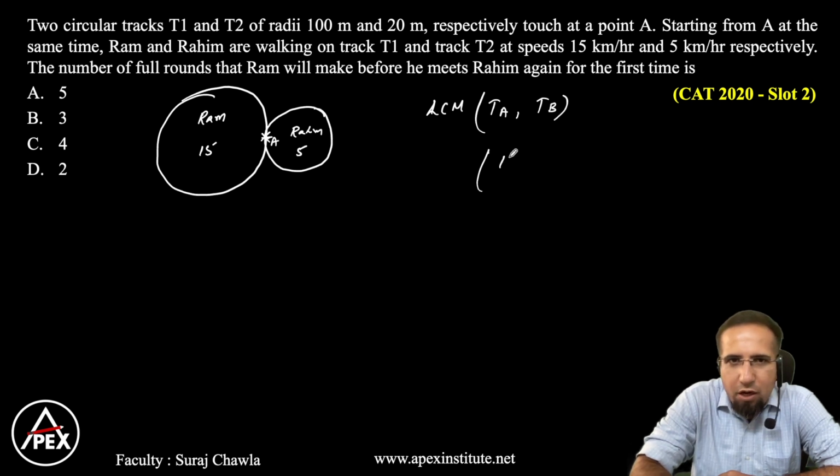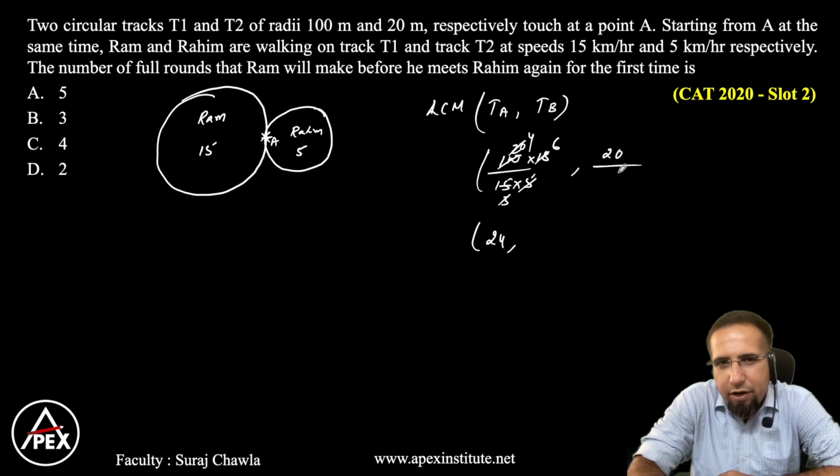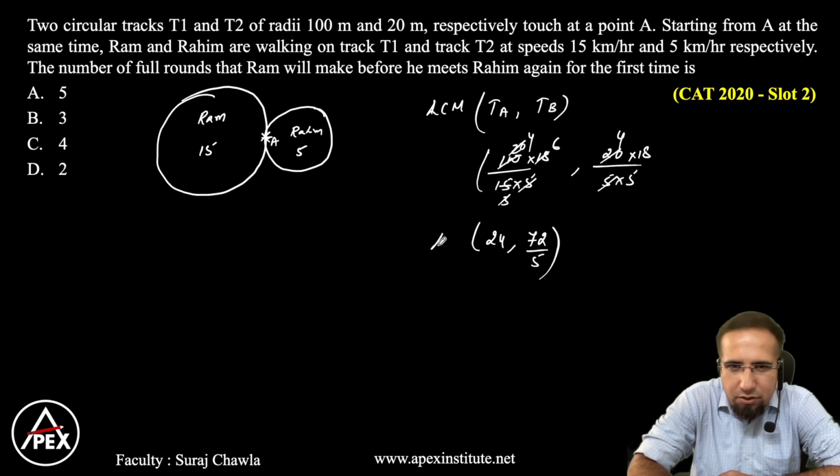So this becomes 100 divided by 15 into 5 by 18. This is 5 1s are, 5 20s are, 5 4s are, 5 3s are, 3 1s are, 3 6s are. That is 24. And this is 20 divided by 5 into 5 by 18. This is 5 1s are, 5 4s are. That is 72 by 5. So LCM of fractions will be LCM of numerators divided by HCF of denominators. So LCM of numerators will be 72 seconds.